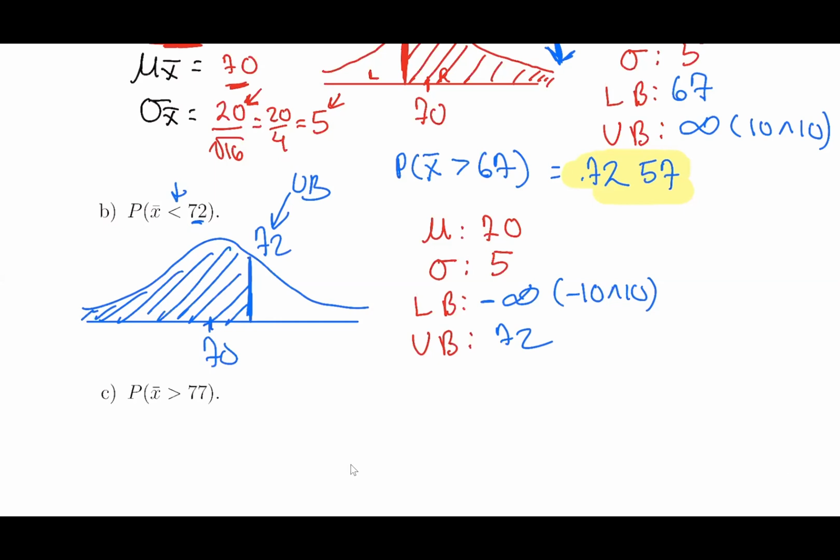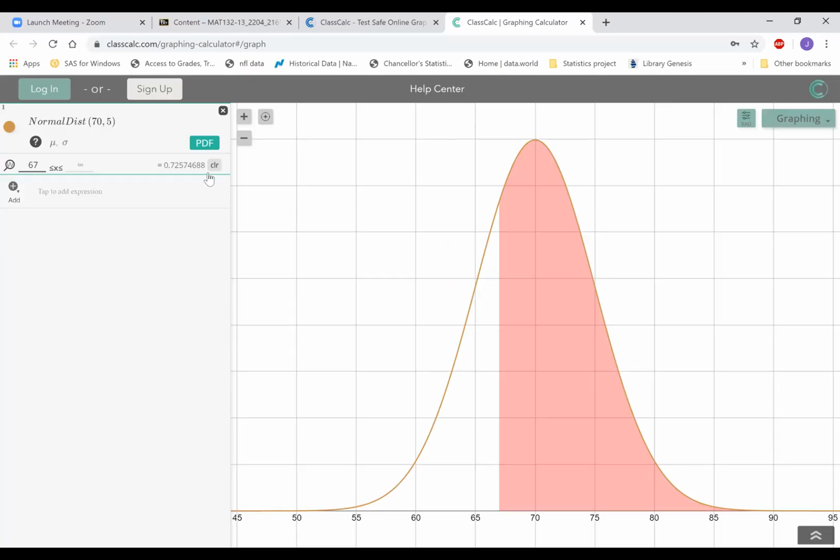So now I'm going to go to class calc and we're going to do this again. The cool thing about class calc is that you don't have to re-enter the normal distribution. You can just press where it says clear, and then re-enter the lower bound and the upper bound. The only thing I have to do is put the upper bound, which is 72, and we're done.